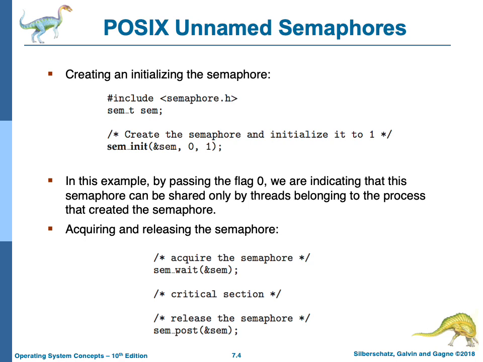To create and initialize an unnamed semaphore, you use sem_init and you initialize it to 1, and again you can use exactly the same functions, sem_wait and sem_post, to protect your critical section.